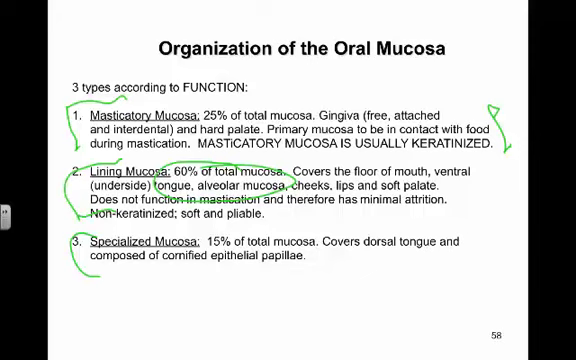Lining mucosa really is the floor of the mouth, the buccal cavity, the ventral area of the tongue. That's the underneath of the tongue, as you know. All right? It is usually non-keratinized. It is rich in collagen. It also is rich in elastic tissue, which makes it very soft and pliable, which it has to be. So you can do that and whatever, it doesn't rip apart. Then you have specialized, and that is the dorsum of the tongue.